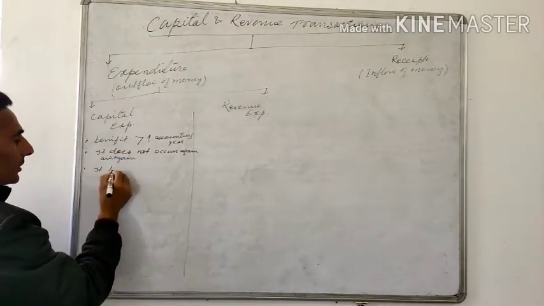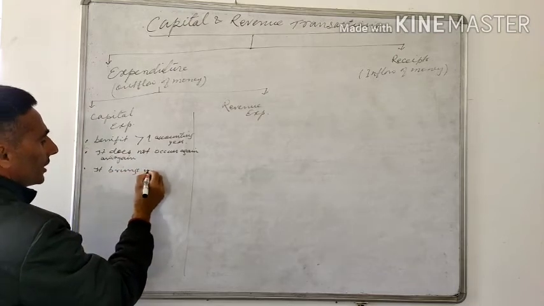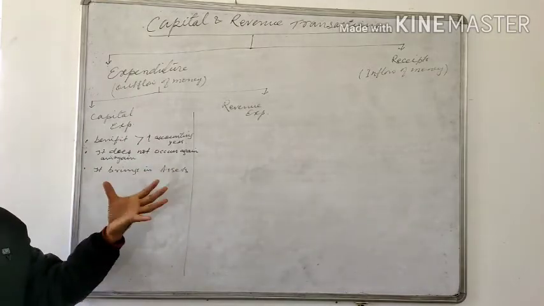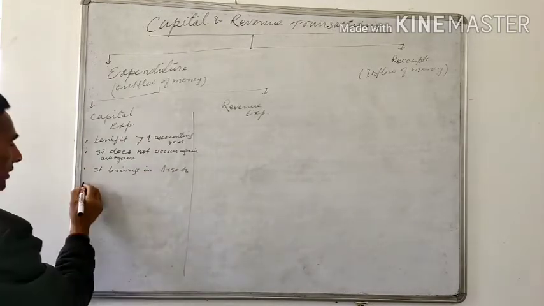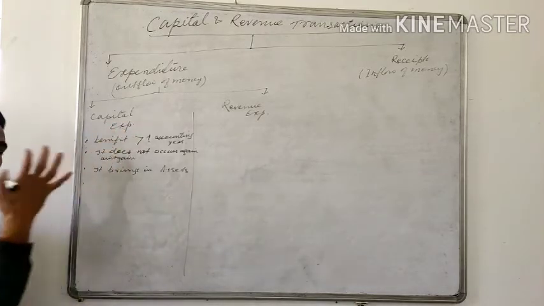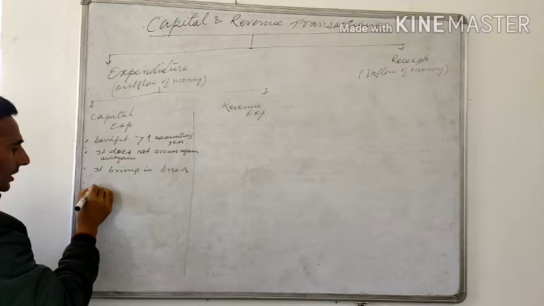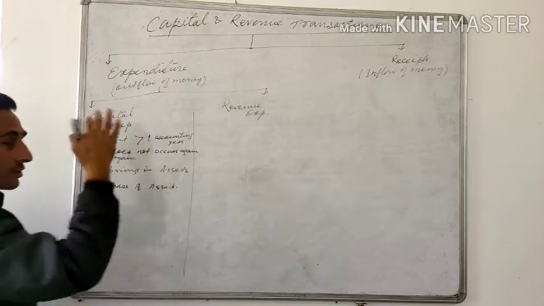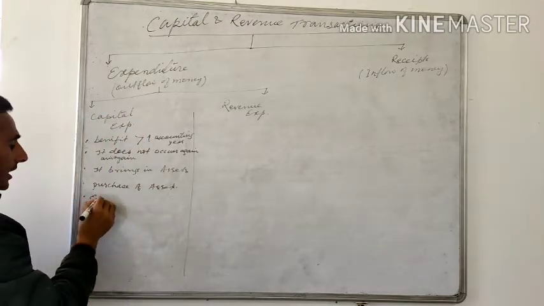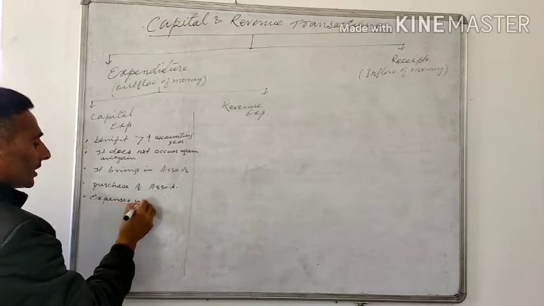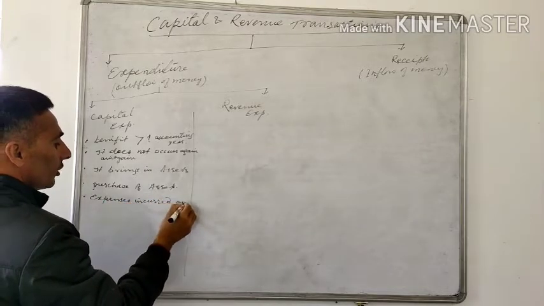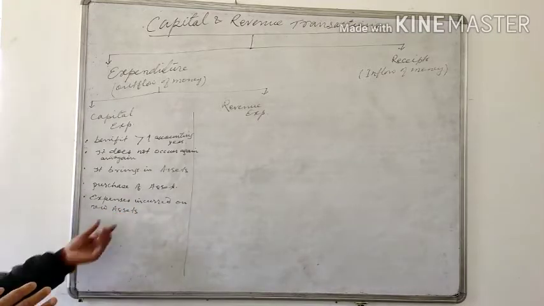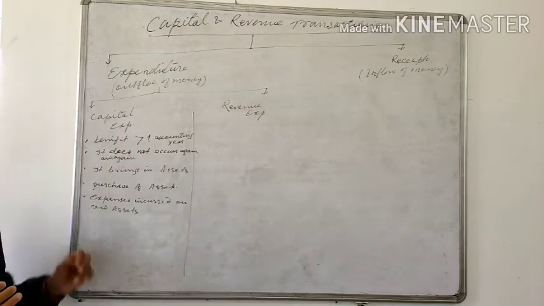Then it brings in assets. That means this capital expenditure gives rise to assets. So the capital expenditure includes purchase of assets. This is your capital expenditure. Then expenses incurred on new assets will also be considered as capital expenditure.